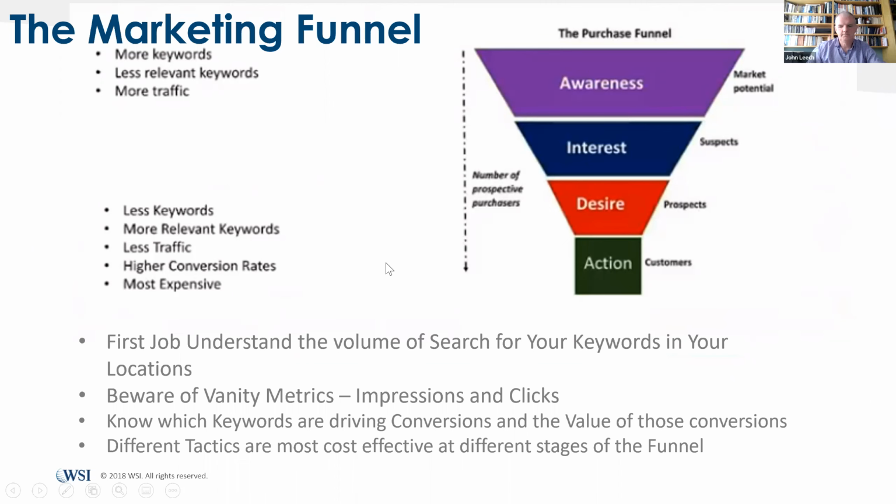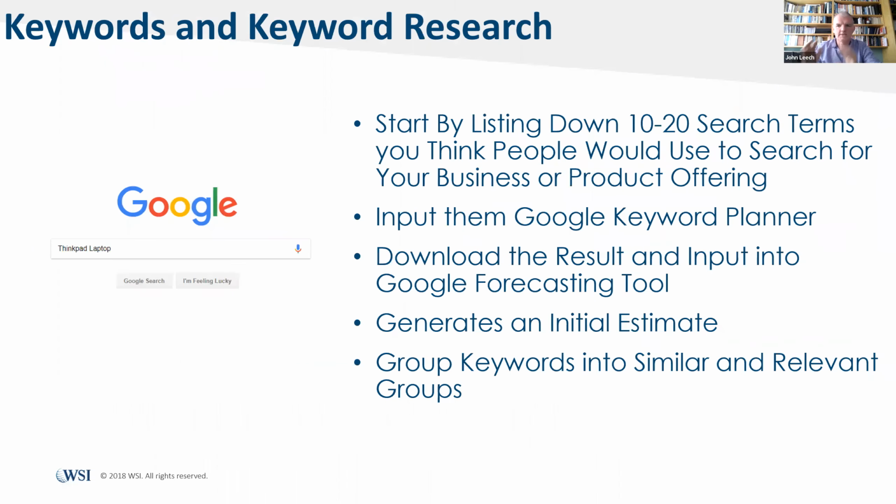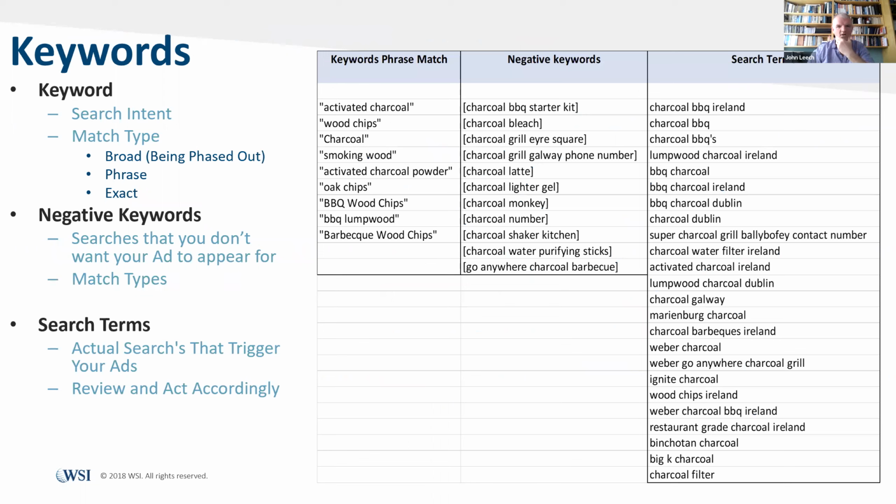Okay, so the process you would generally go through is to start by listing 10 or 20 search terms that you think people would use to search for your business or product. We'll do an example now here in Google Keyword Planner. Google will give you some suggestions as to what to search for. You can use this in the forecasting tool to generate an initial estimate, and then you begin to group keywords into similar or relevant groups. We'll do this live in a second, but before we do that, just one more piece of explanation on keywords.